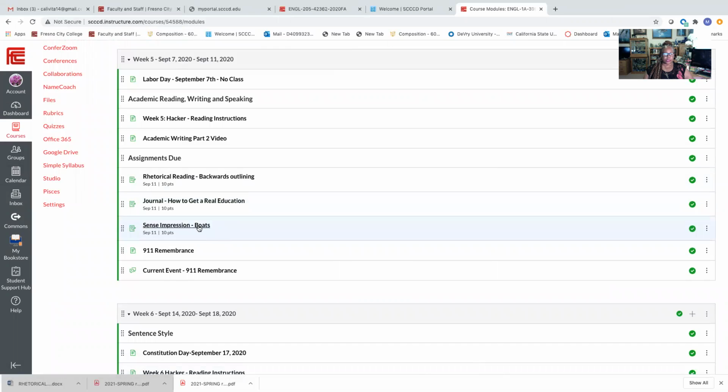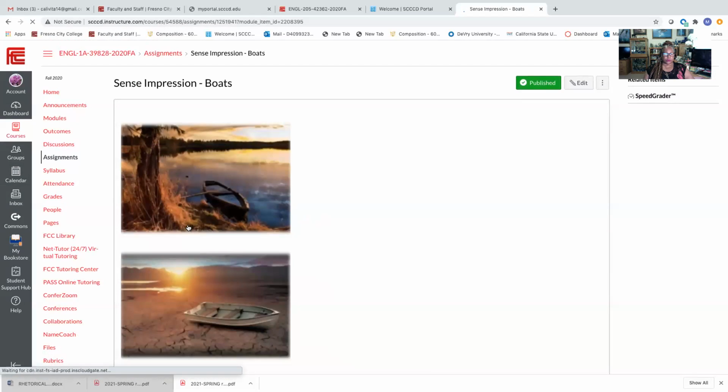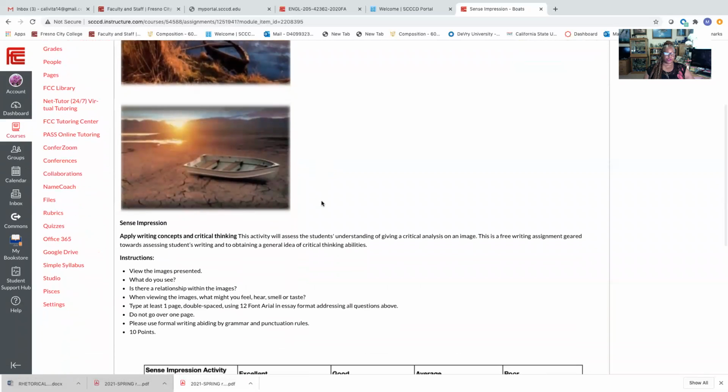Okay, so the next one, your assignment is your sense impression. You have 2 pictures of boats. You are to look at those, view the image. What do you see? Is there a relationship between the images? When viewing an image, what might you feel, hear, smell, or taste?